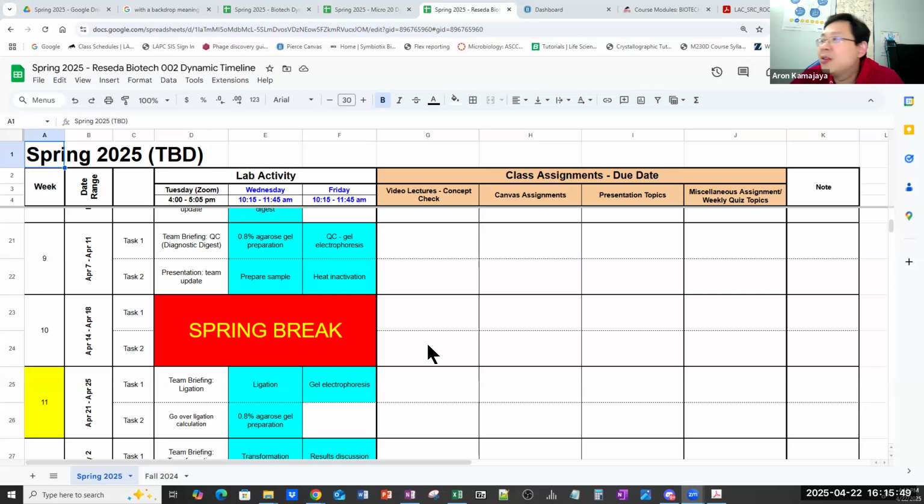You want to know whether your technique works, right? We can't just believe that as long as I do it, it's going to work. No, we don't do that. We have to be able to see. And the way to do that is by running your gel.